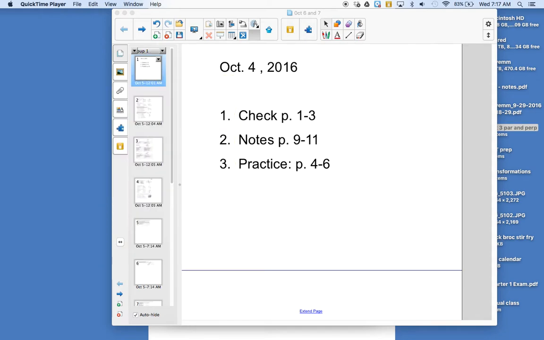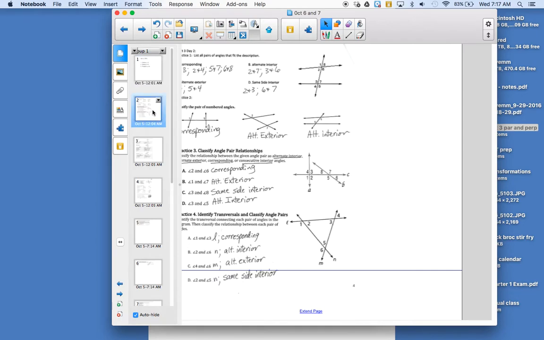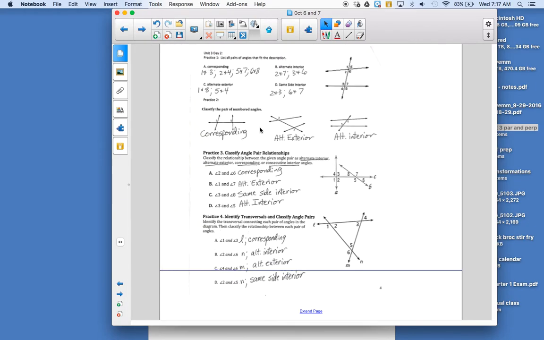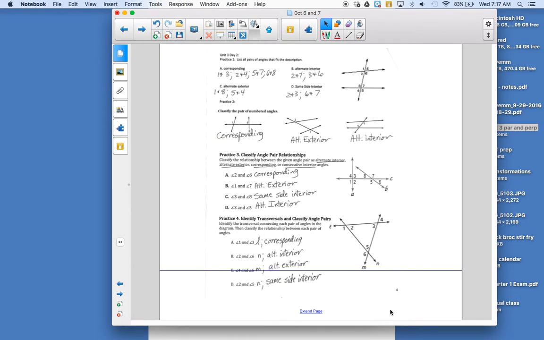Let me grab my pointer up there. And when we look at our homework from last night, let's stop and see if we have any questions. Identifying angles down here by the transversal. Notice that I named the transversal as well.